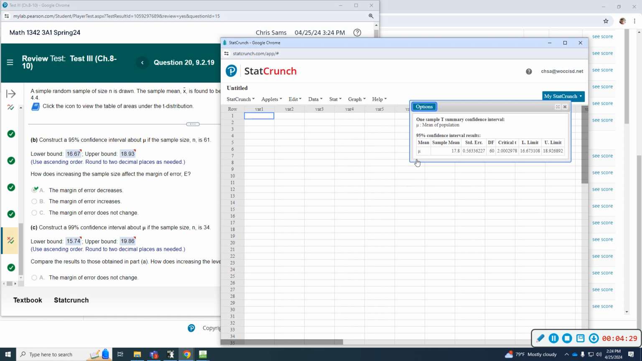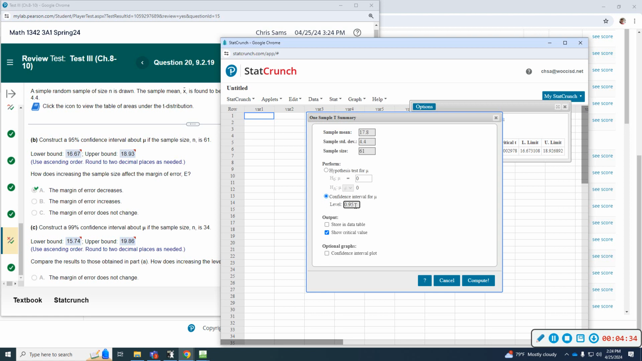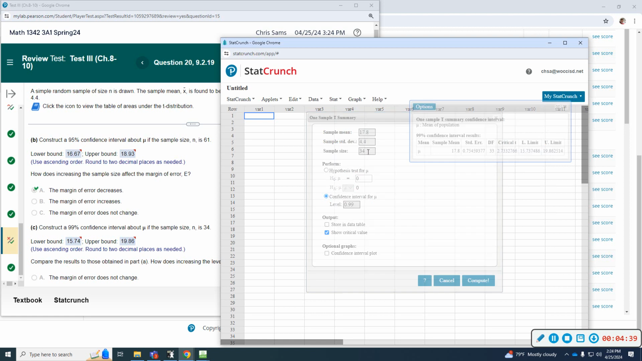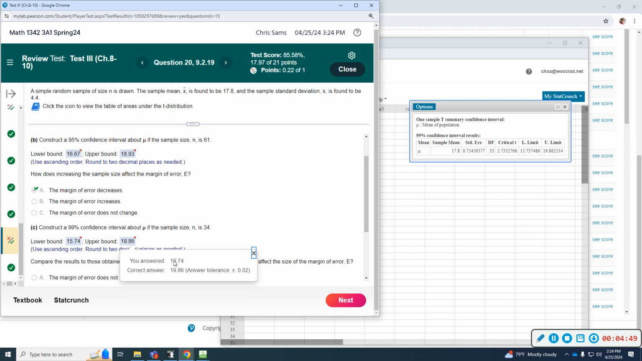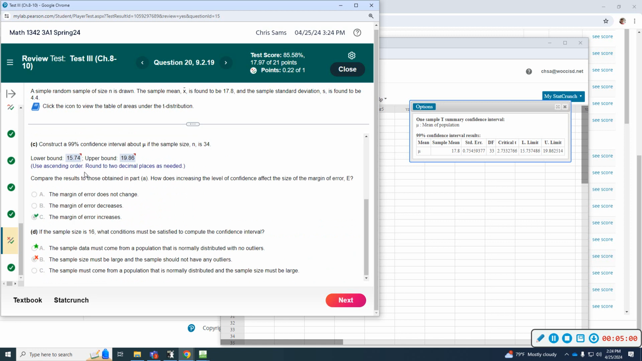And then if you do 99% confidence, edit, change the level of confidence to 99 with the sample size of 34. We get 15.74 and 19.87. 74, 19.87. I got 86. So 8, 86. Oh, it's a 2, yeah. So 86, yeah. So that would be good. Okay, yeah. So the margin of error were wrong there.